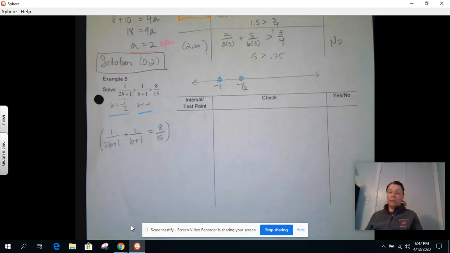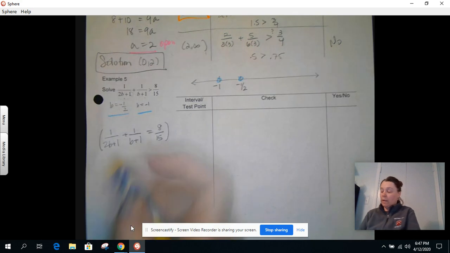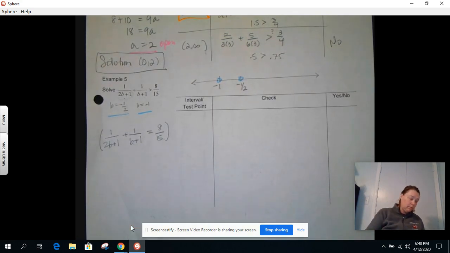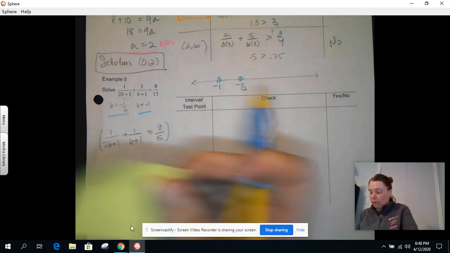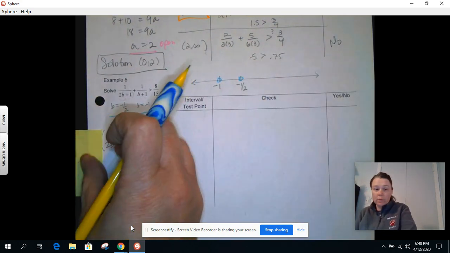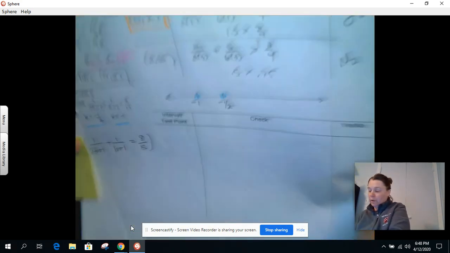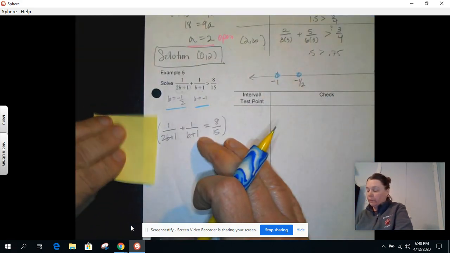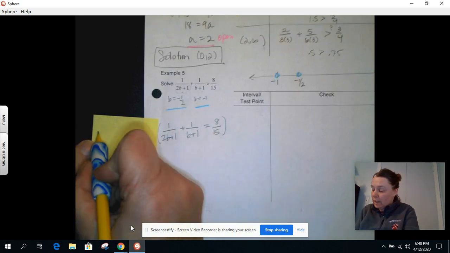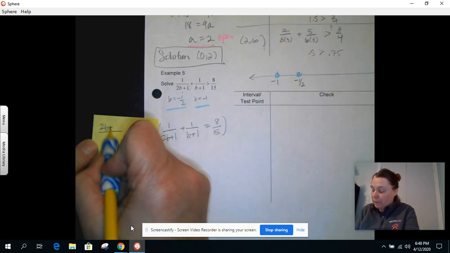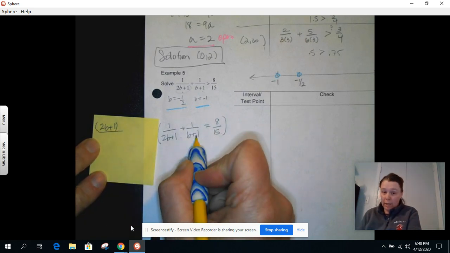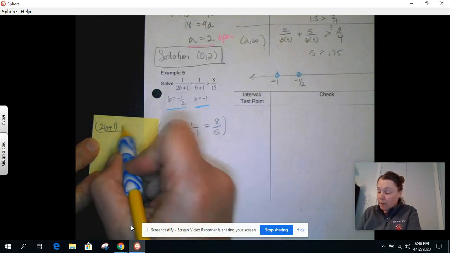So I want to multiply through by a common denominator. I need all of these to cancel. Use my little sticky note, make it happen. Okay. I need a 2b plus 1 to cancel out, so I need a 2b plus 1. I need a b plus 1 to cancel out. Okay, I need a b plus 1.